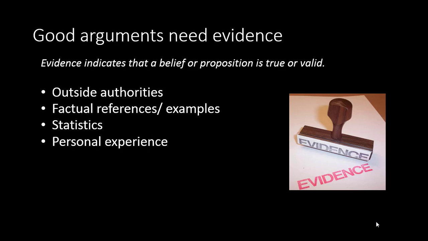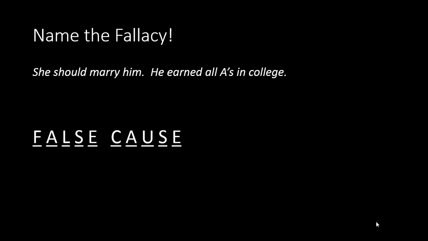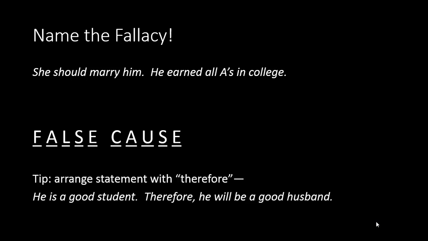Okay, quick game here, name the fallacy. So, she should marry him. He earned all A's in college. Ooh, that is an example of a false cause, right? Just because he earned A's in college does not mean he's going to be a good person to marry, excuse me. Okay, so if you arrange the statement with therefore, you can see this pretty readily. He's a good student, therefore he'll be a good husband. No.